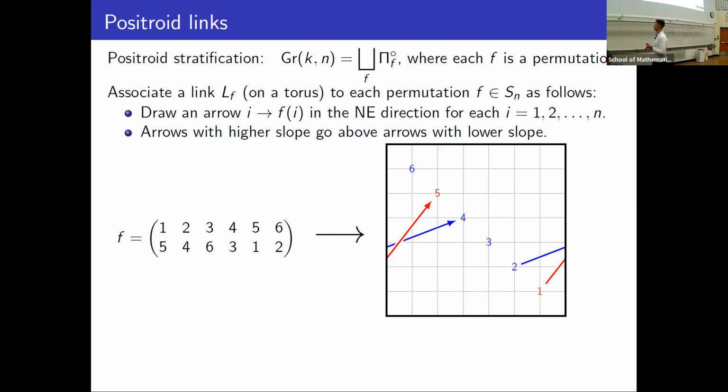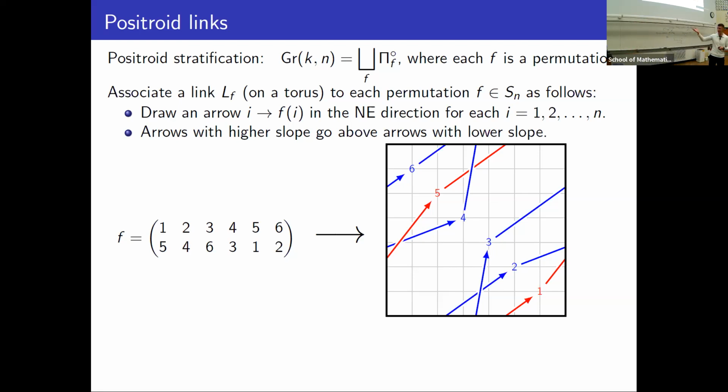And notice how these arrows cross each other, so I have to draw an overcrossing there. The rule is that an arrow which has a higher slope has to be drawn above the arrow with lower slope. So here, the red arrow is above the blue arrow because it's more vertical. 2 goes to 4, and then 3 goes to 6, and 4 goes to 3. This is a very vertical arrow. 5 goes to 1, and 6 goes to 2.